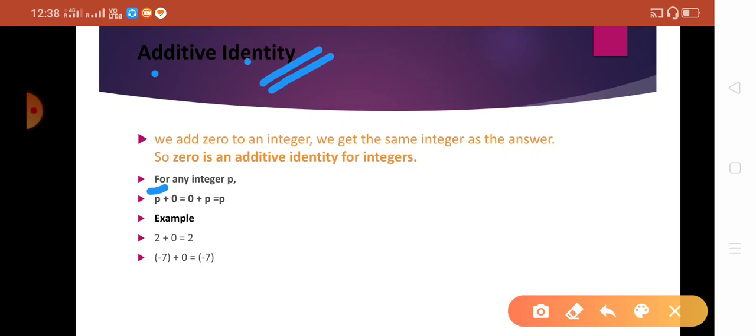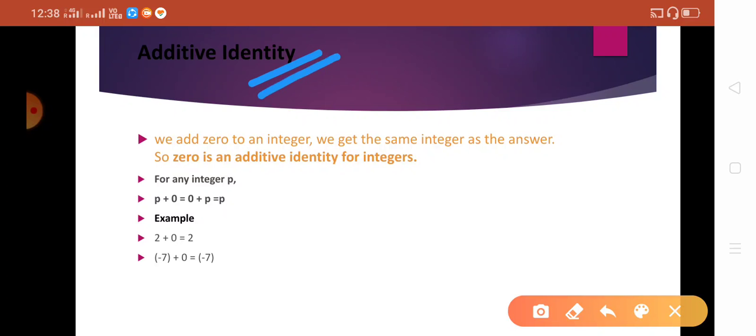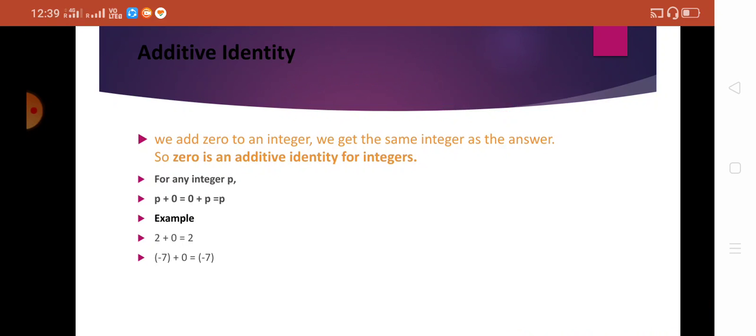For example, here we have p. So p plus 0 is equal to 0 plus p, and answer is always p. 2 plus 0 is equal to 2, minus 7 plus 0 is equal to minus 7. So whenever you are asked about the identity of addition, additive identity, we can say that the additive identity is 0. Why? Because whenever you add 0 to any number, the number is always same. No difference in the answer. If you add 0 to 3, answer is 3. If you add 0 to 100, answer is 100. So additive identity means whenever you add 0 to a given number, the answer is always the given number. So 0 is the additive identity.